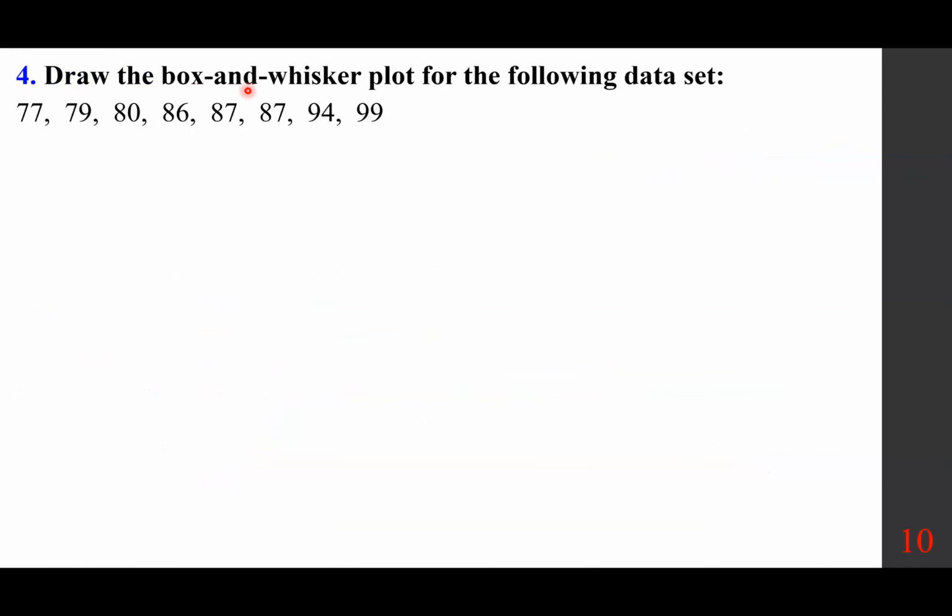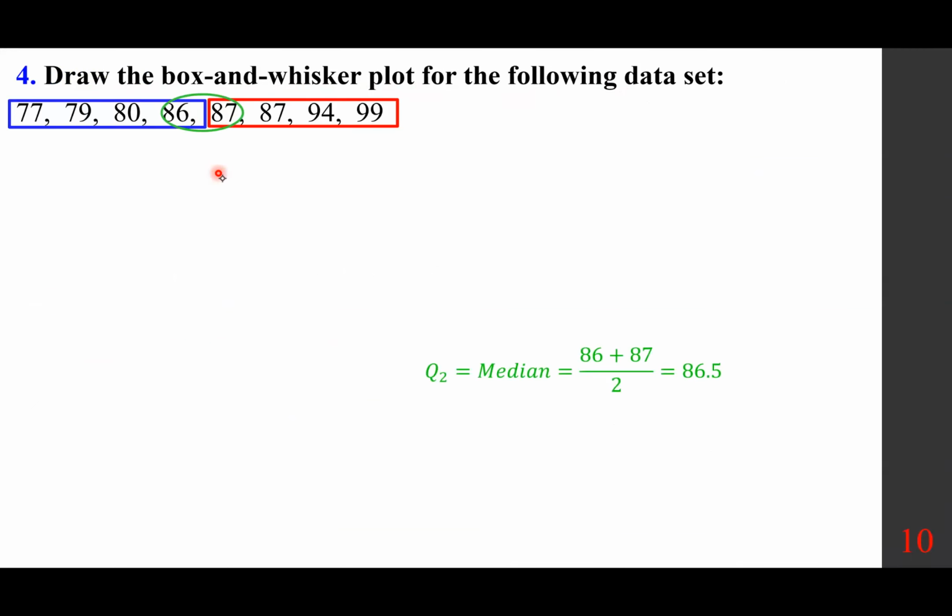For the following, draw the box and whisker plot for the following data set. And as you can see, on purpose, the data set is small and it is given in ranked format. It's already sorted. We don't have to sort it again. So it makes life easy. Let's cut them into two equal pieces. The median is easy, it's somewhere here. That means add them up, divide by 2. 86 and 87 divided by 2 is 86.5.